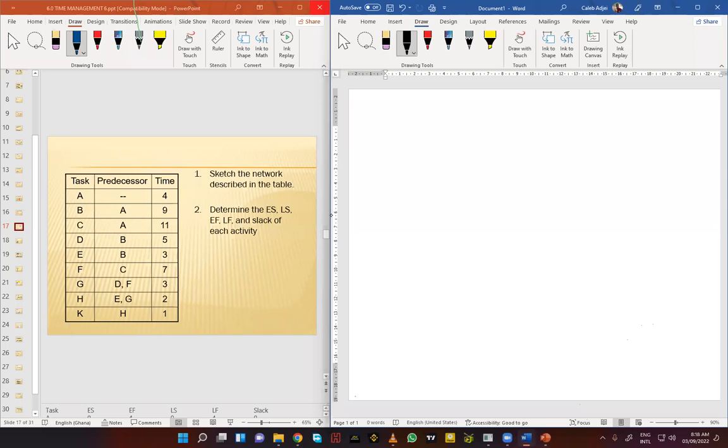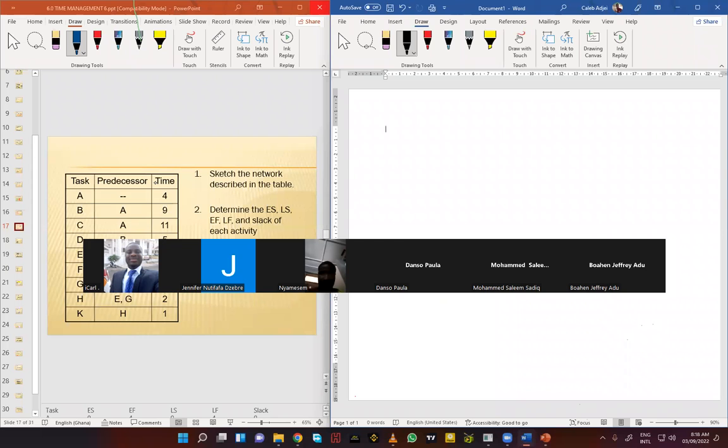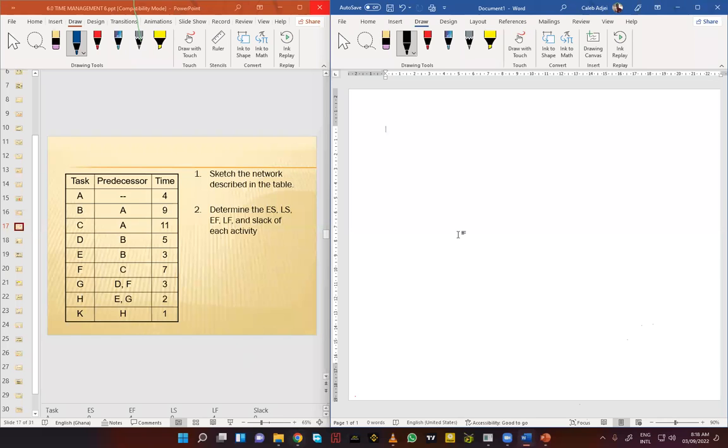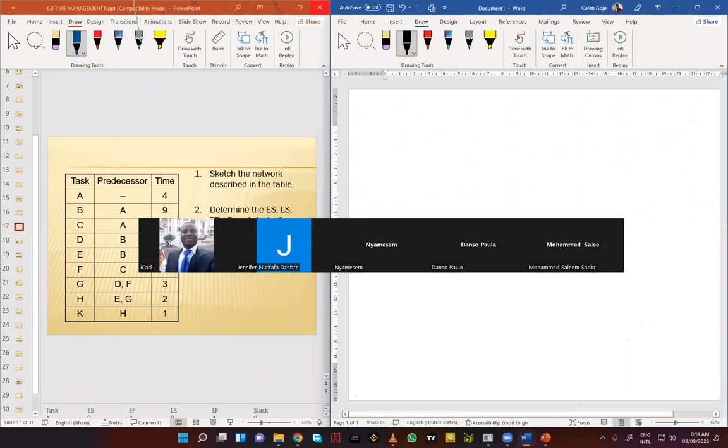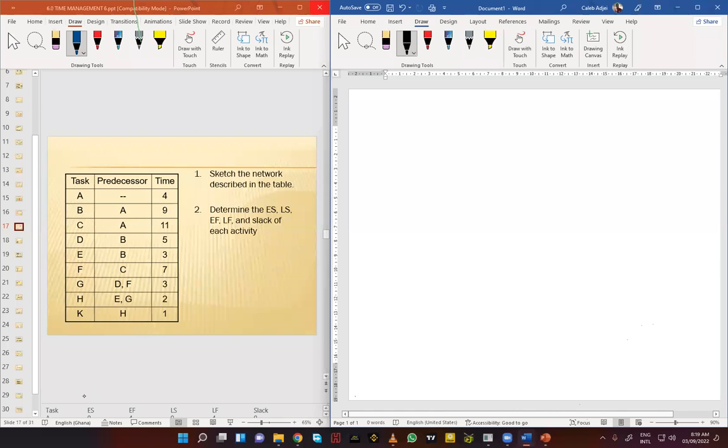So we want to handle this question here. The question says, sketch the network described in the table. So if you look at it, I've told you that anytime you are given an example like this, the first thing you should be looking at is which one is the predecessor and which one is a successor activity. I hope you remember. So anytime you are asked to sketch a network, the first thing you need to look at is which one is the predecessor and which one is a successor. Fortunately for us, in this very example, we have been given a column showing the various tasks. So our tasks are the various successors and their corresponding predecessors.